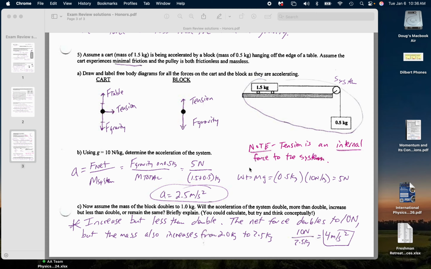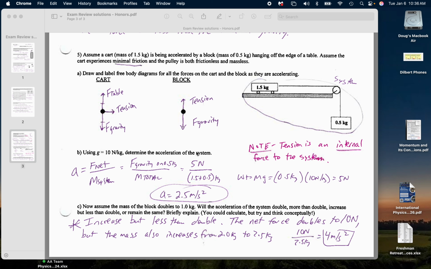I did show you here how I got that gravity acting on the 0.5 kilograms, M times G, 0.5 kilograms times 10 newtons per kilogram. Again, if you use 9.8, your answers would differ a little bit. Now it's saying assume that the mass of this increases to 1 kilogram. Would the acceleration of the system double, more than double, or increase but less than double, or remain the same? So it's actually going to increase but less than double.